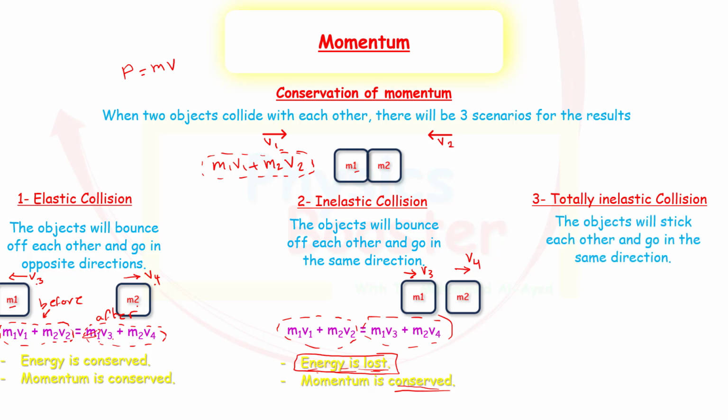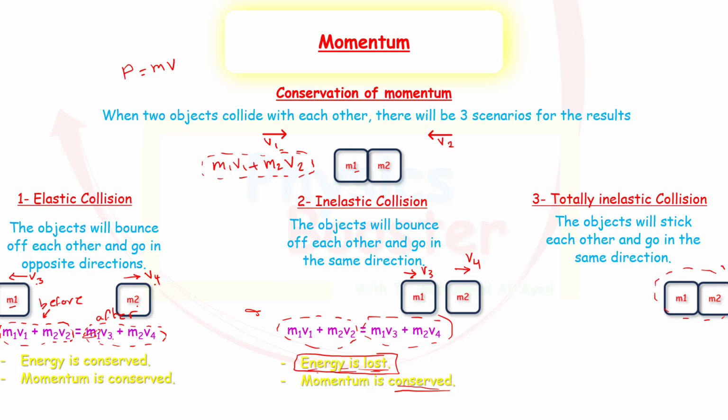Now, the third scenario is called the totally inelastic collision. In this collision, the objects will simply stick to each other and go in the same direction. For example, let's say you throw two pieces of dough towards each other. They will stick and become one piece, and they will move in the same direction. Now, in this case, momentum is also conserved, but there's a small difference. Look, this is after the collision. After the collision, look at the direction of the movement. They're moving as if they were one equal mass.